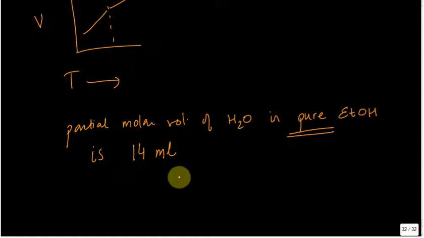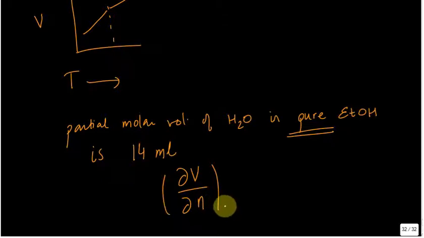So I could write it mathematically like this: del V by del N. Now I don't change the pressure, I don't change the temperature, I don't change the number of moles of any other material. That's why I said a large amount of ethanol, because for that small amount of water when it comes in, it doesn't change much. So every other species is held constant. N prime is for every other species.